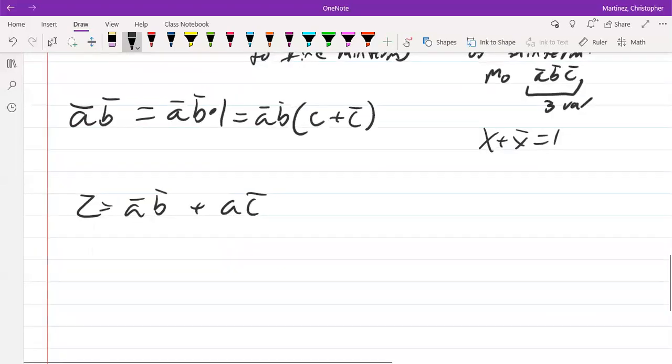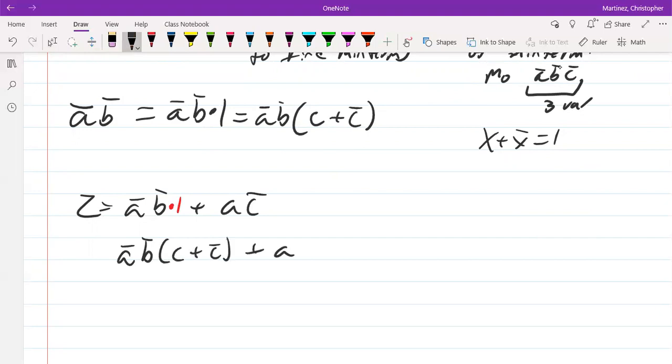Okay, so we're going to use it to expand. Okay, we already see what the first one's going to be. I'm going to end it with 1. Well, that is A bar, B bar, and I'm going to expand it to be C or C bar. Then I'm going to multiply in. So A bar, B bar, C, and an A bar, B bar, C bar.